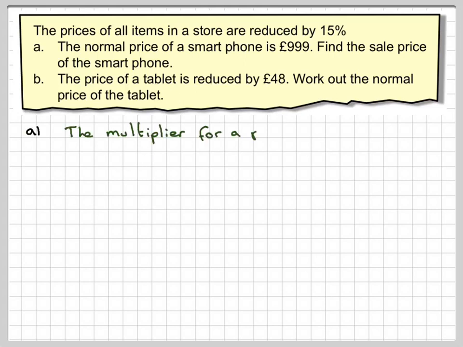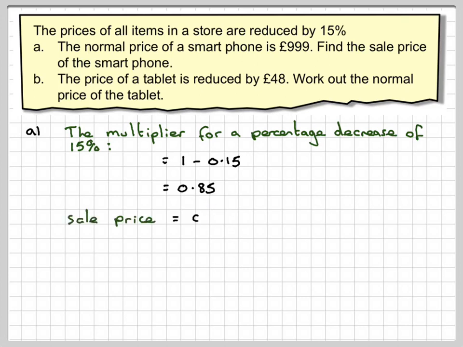So the multiplier for a percentage decrease, because we're going to reduce everything by 15%, we do 1 minus the decimal equivalent of 15%, which is 0.15, and that gives me 0.85. And then all we need to do to find the sale price is do 0.85 times 999, which gives me £849.15. Okay, because in reducing by 15%, we only have 85% left of this, so we just need to find 85% of it, which is multiplying by 999.